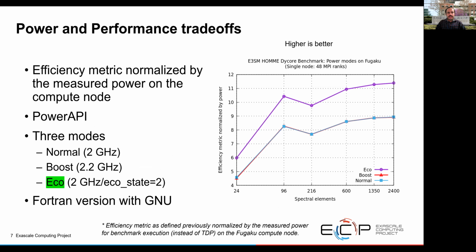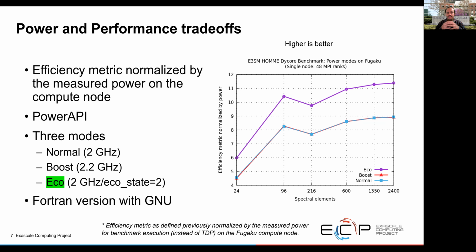Next up, we have looked at the power and performance trade-offs on Fugaku. On Fugaku, there is a provision of a power API, so you can actually measure the power used by your application during particular phases. We have collected data using the power API for the Fortran version of the benchmark, which was built by the GNU compiler.